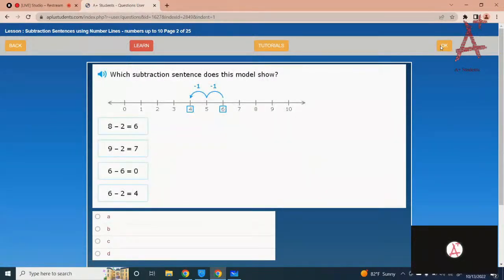Okay. Now, which subtraction sentence does this model show? Okay. Look at the numbers that are written in the blue squares. So here you have 6. You move back how many times? 1, 2. You move back 2 times. Got it? And you reached 4. That means 6 take away 2 equals 4. Got it? So which option is the correct one?